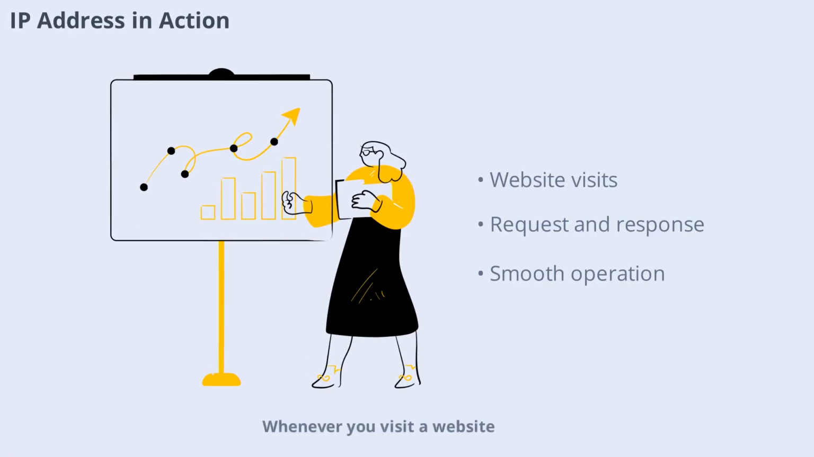Whenever you visit a website, your device's IP address is used to request information from the server. The server then sends the data back to your IP address, completing the cycle. This process happens countless times every day, making the internet work smoothly.